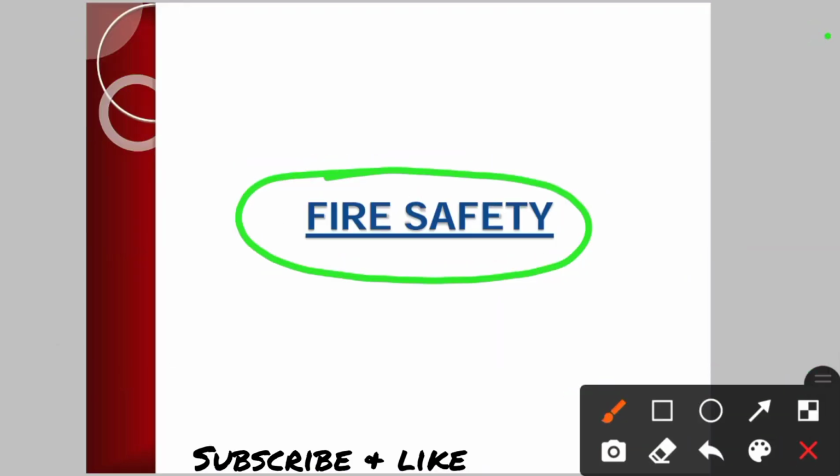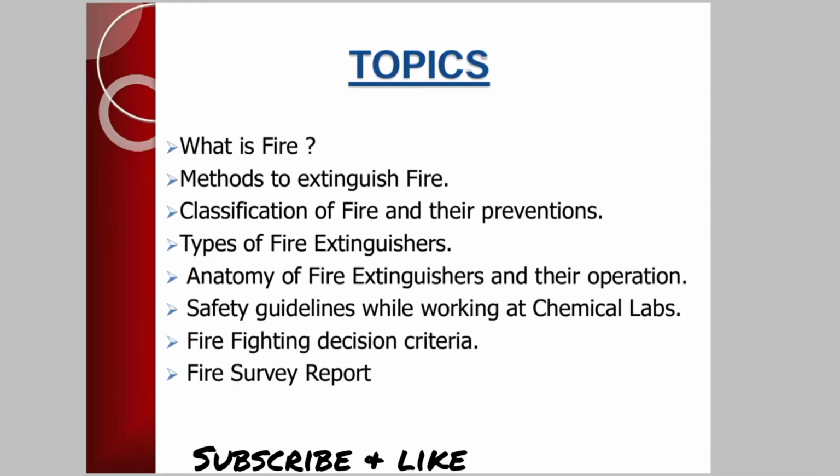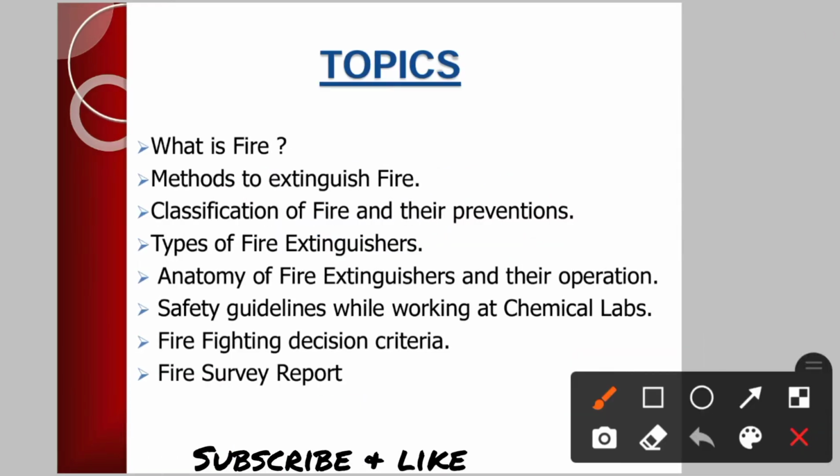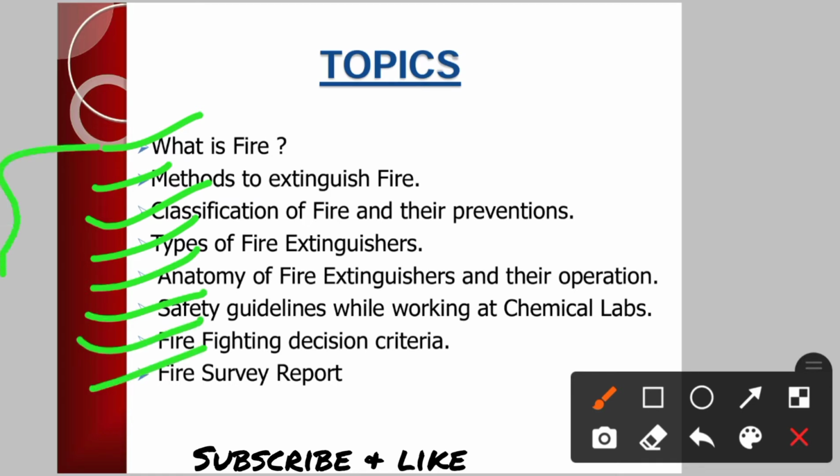So today's topic is fire safety. Without wasting time, let's start. What is fire? The first topic that we will be covering. The second one will be methods to extinguish fire, the third one classification of fire, types of fire extinguisher, anatomy, safety guidelines, firefighting decision and fire survey reports. These all topics would be covered in these slides.